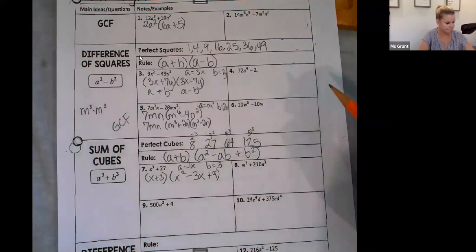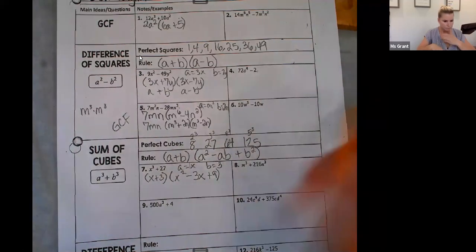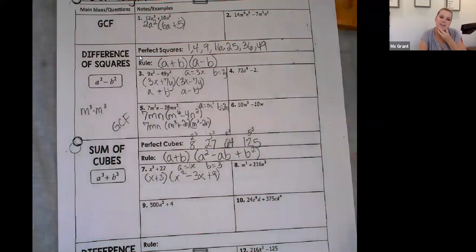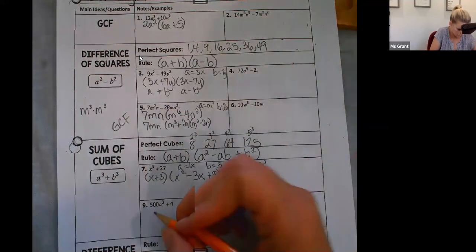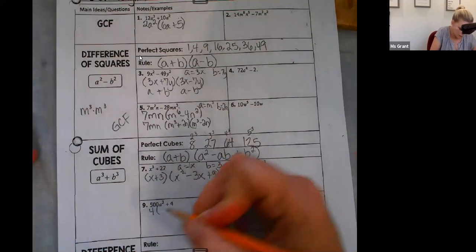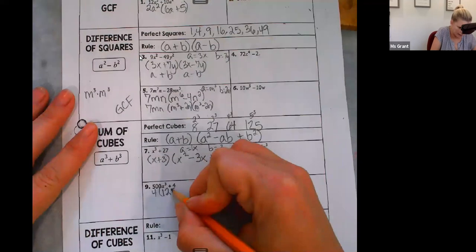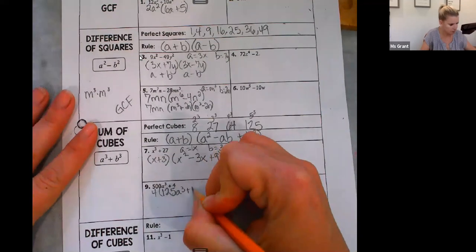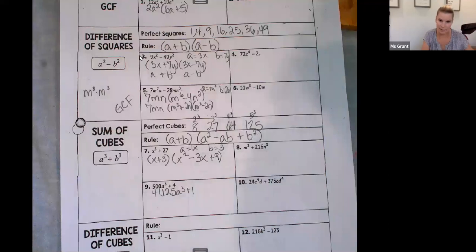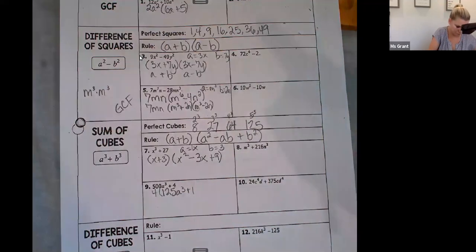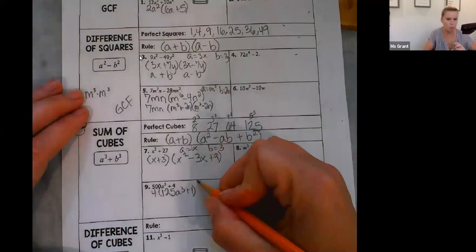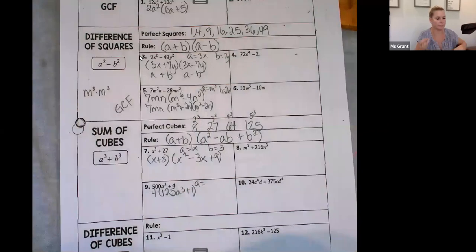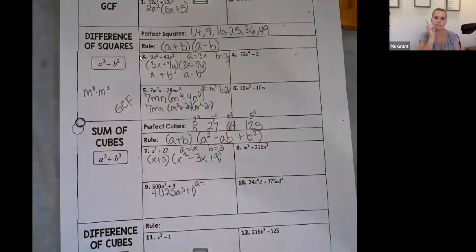So number 9. There's a GCF, you guys. On number 9, there's a GCF. It's 4. Then 125a to the third plus 1, which means that my a is going to be whatever makes 125, like 3 times, and a to the third.